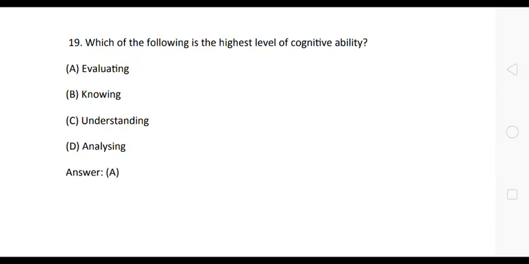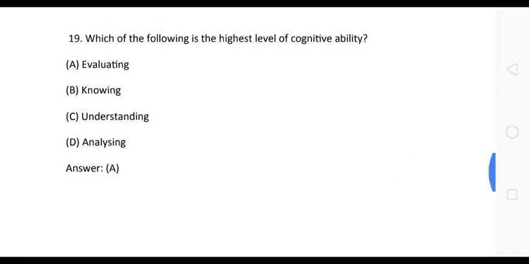Now let us see next question. Next question is, which of the following is the highest level of cognitive ability? Very important question. Here the options are option A, evaluating, B, knowing, C, understanding, D, analyzing. Here the correct answer is option A, evaluating is the highest level of cognitive ability. Okay, friends, option A is the correct answer.